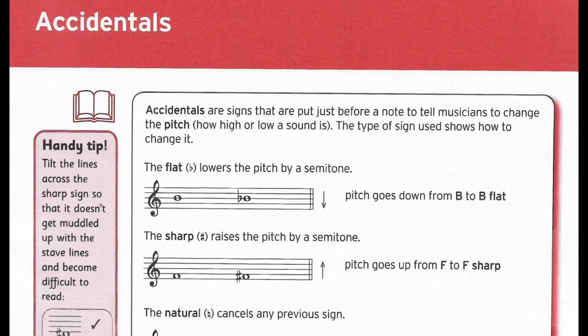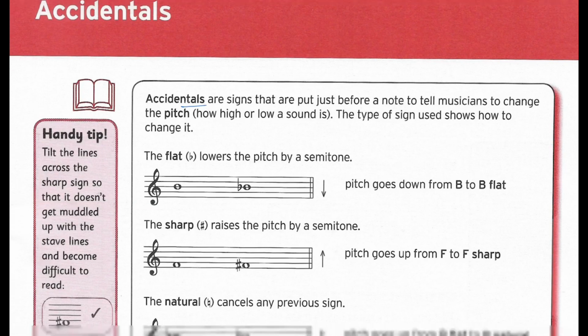Today we are going to do the accidentals from grade 1. So let's find out what we can do here. Accidentals are signs that are put just before a note to tell the musician to change the pitch, high or low, of a sound. The type of sign shows how to change it. Okay, so let's find out.